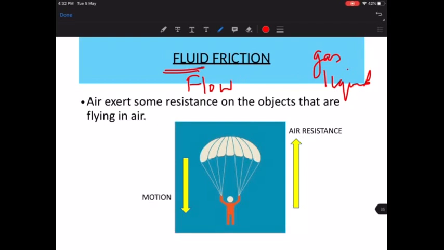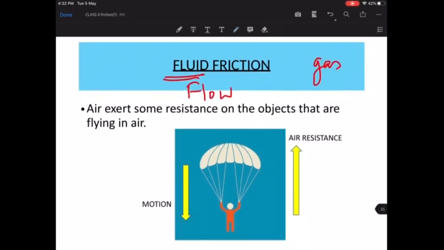So both liquids and gases are actually categorized under fluids. Both can be called fluids. So what is fluid friction? Some friction which is offered by fluid is called fluid friction, which is applied by fluids.